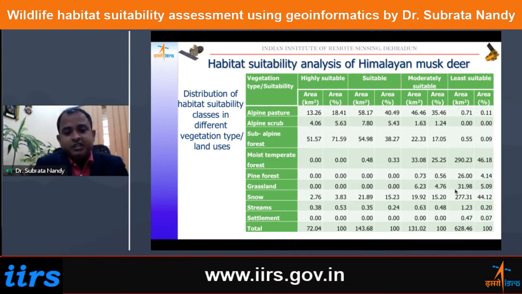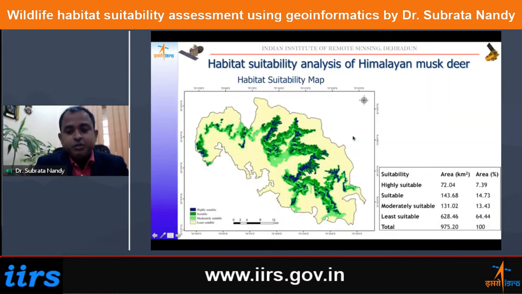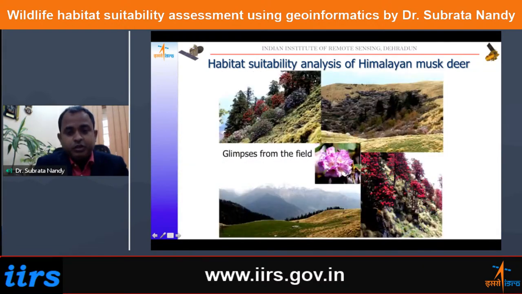Similarly, we have intersected this with the vegetation type map, and we could see this subalpine forest has the maximum area which is highly suitable for the species. This alpine pasture is of course not that suitable. Most of the highly suitable areas are mainly confined to subalpine forest. So, as I showed here also, the species prefer this area rather than this area or this. So they prefer this kind of area.